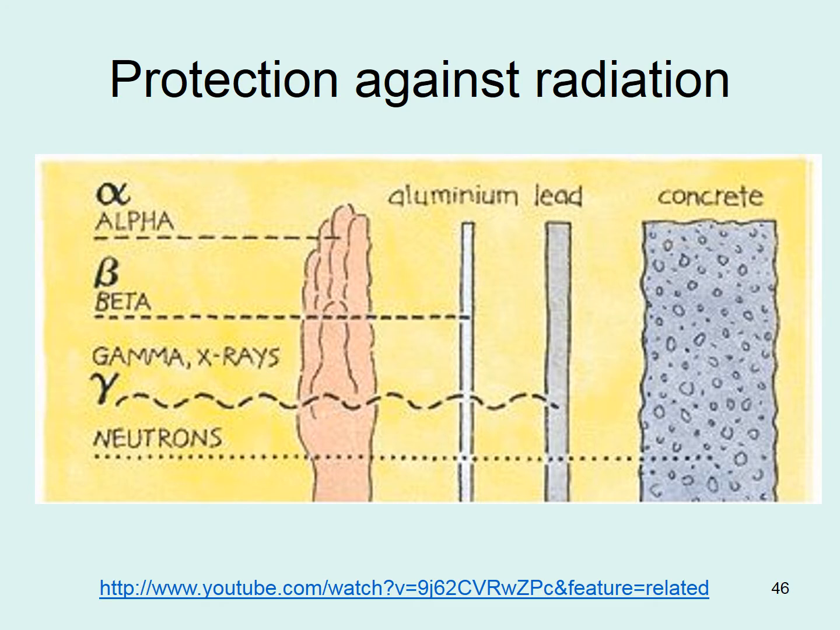So this is just a picture showing that alpha can be stopped by skin, beta can go straight through a body but can be stopped by some aluminum, maybe some lead. Gamma rays can be stopped by lead, and x-rays as well, and neutrons need very, very thick concrete. There's a little video here that you can watch that demonstrates this, with different types of radiation, alpha first, then beta, and then neutron radiation. They put something in between the radiation and the Geiger counter so that you can see what's actually stopping the radiation.